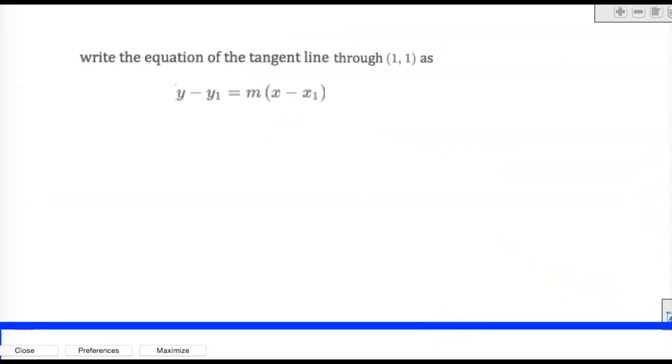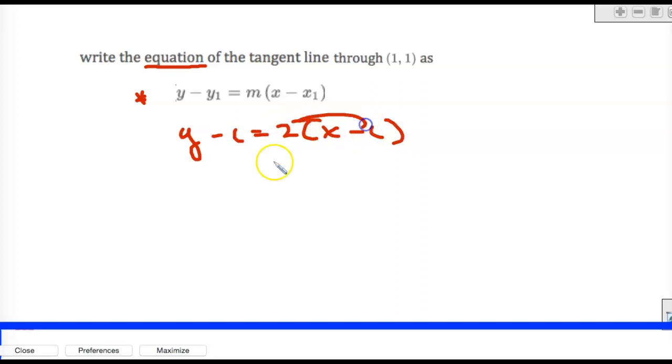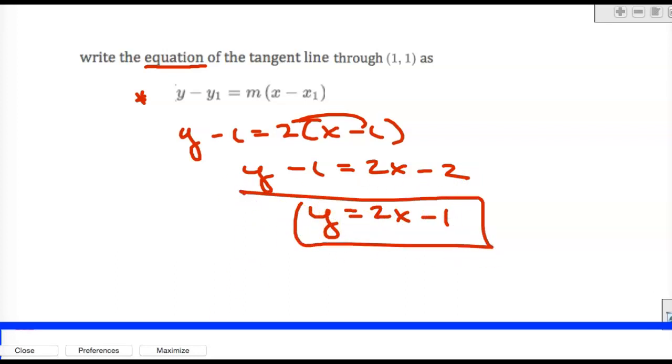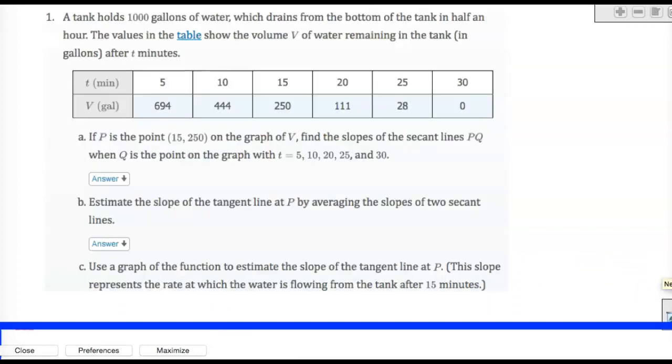Then the next question is we could now find the equation of a tangent line at that point. And so again, you need to know the formula for point slope. Once you have that, y minus 1 will equal 2 times x minus 1. Distribute: y minus 1 equals 2x minus 2. Hence, y equals 2x minus 1, which would represent the equation of the tangent line. And now we're going to take a look at a problem that is going to use this particular table.